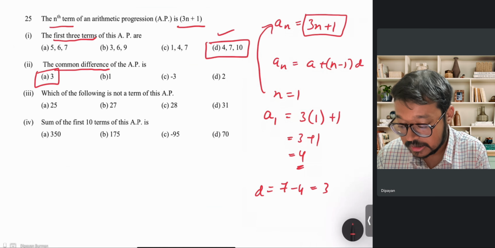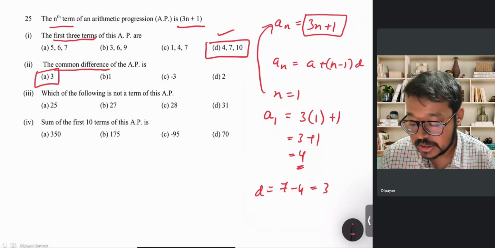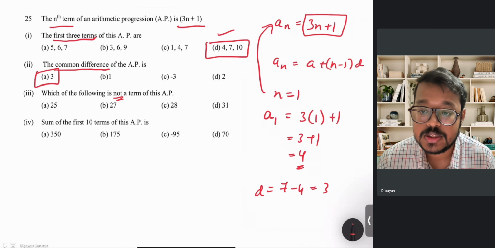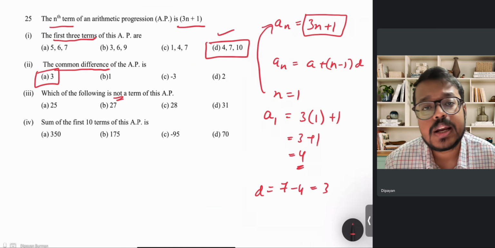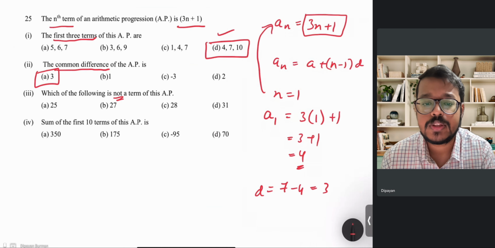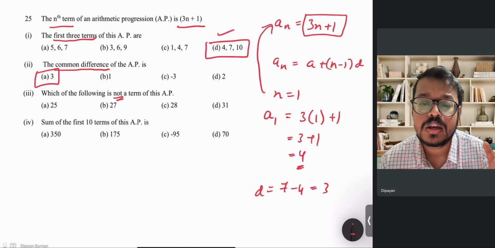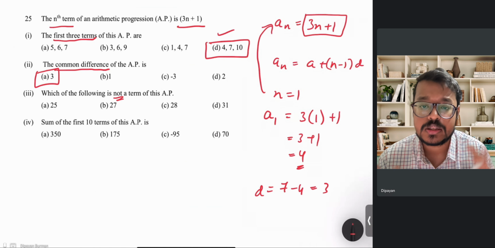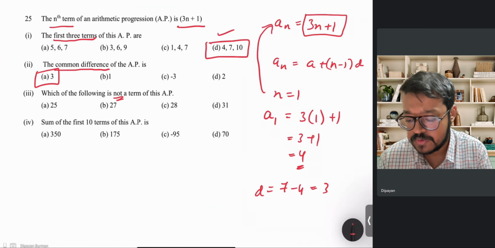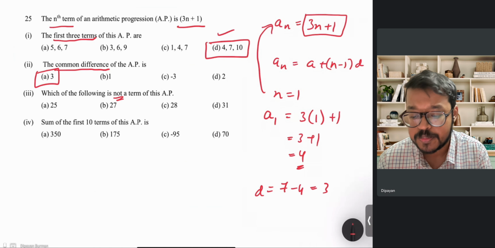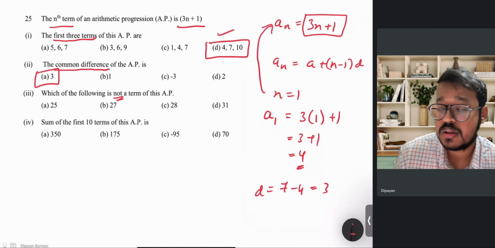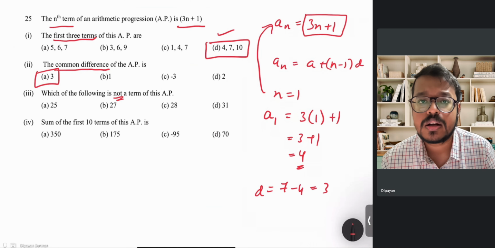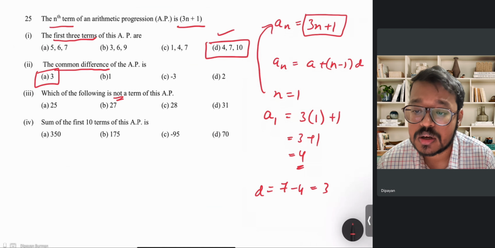Okay, then the third one is: which of the following is not a term of this AP. Either I can just list the terms of the AP because the numbers are smaller. The AP starts from 4, 7, 10, then the next numbers are 13, 16, 19, 22 and so on. And somewhere I will find that three of these options are terms of the AP and one of them is not.